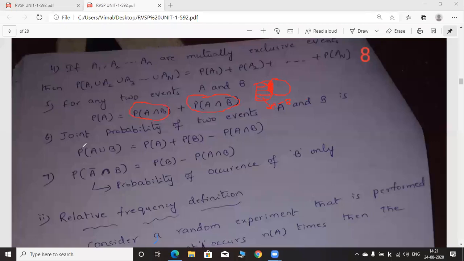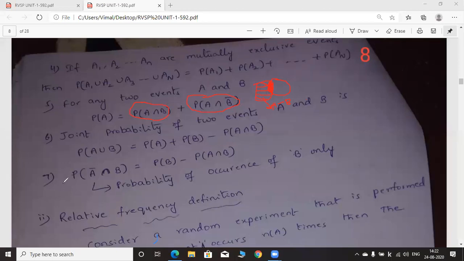Okay. Next, let us see the sixth property. Joint probability of two events A and B is given by probability of A union B is equal to probability of A plus probability of B minus probability of A intersection B. This is also called the addition theorem on probability. This can be proved in this class only, I am going to prove it, so you need not worry about the sixth property.